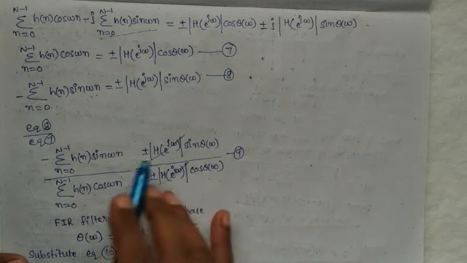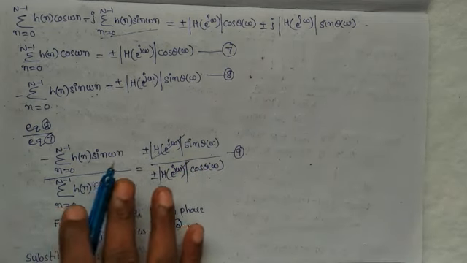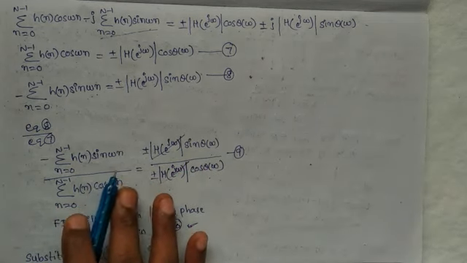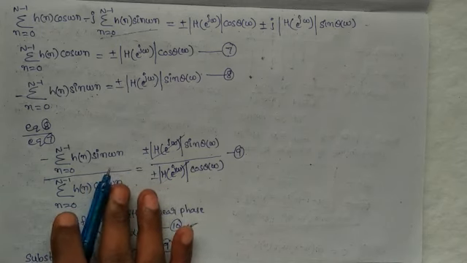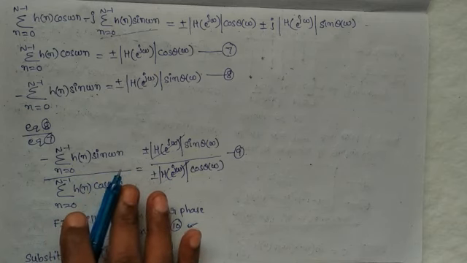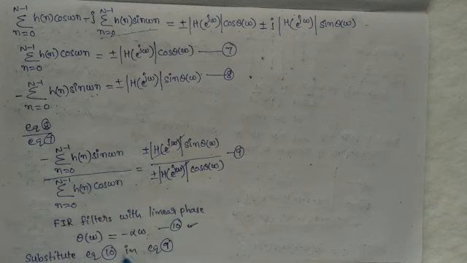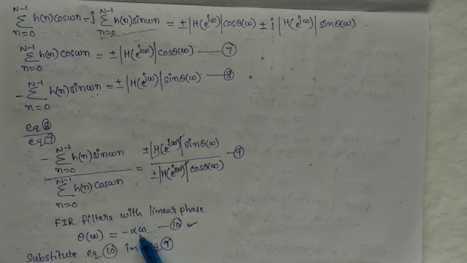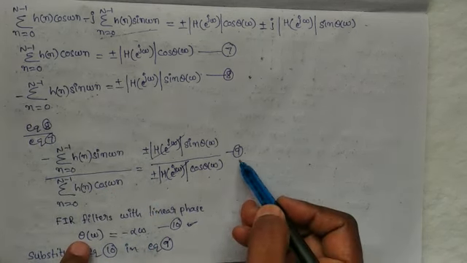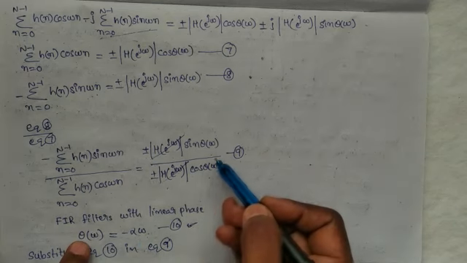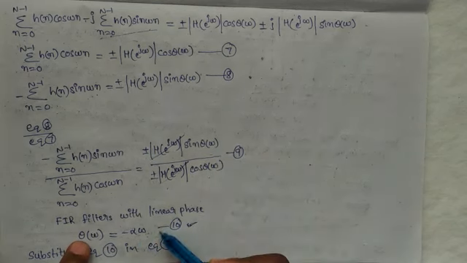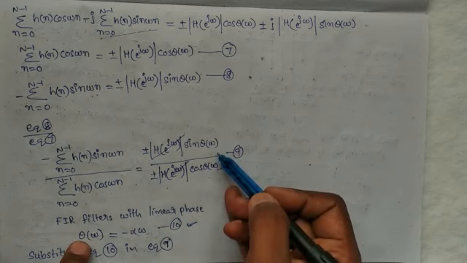FIR filters have linear phase characteristics. What is the phase angle for linear phase FIR filters? The theta of omega is equal to minus alpha omega. This is equation 9, this is equation 10. Here we are substituting equation 10 in equation 9, that means we are substituting theta of omega in equation 9.